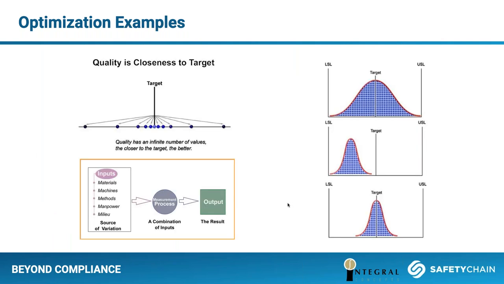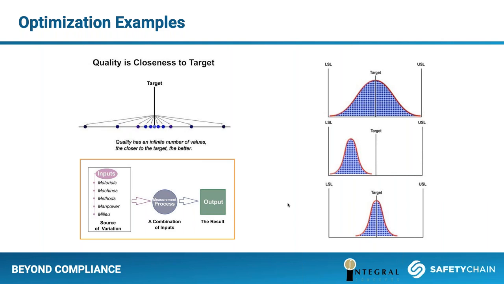So, some optimization examples. One thing I deal with my clients is that when I ask them what is quality, I get a lot of vague answers or maybe subjective answers. So what I'd like to do is put out there a couple of definitions for quality that might make it less vague, more objective. One definition of quality could be: quality is closeness to target. Usually when it comes to a product or a process, we have some kind of a target or a nominal value we want to hit. And the closer we are to that, the better the quality.